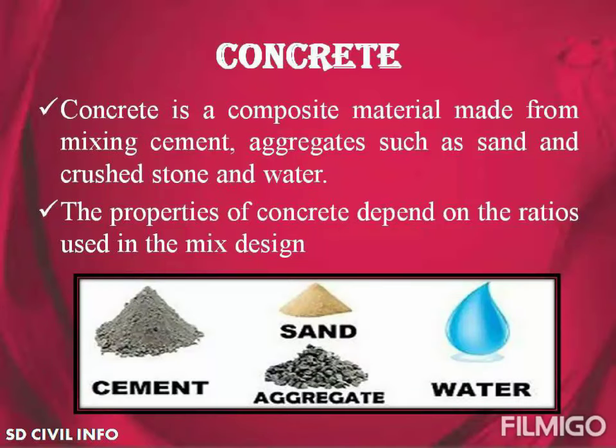And the next one is concrete, which is a man-made building material. Concrete is a composite material made by mixing cement, aggregates such as sand and crushed stone, and water, and in some cases some mineral admixtures are also mixed. The properties of concrete depend on the ratio used in the mix design.